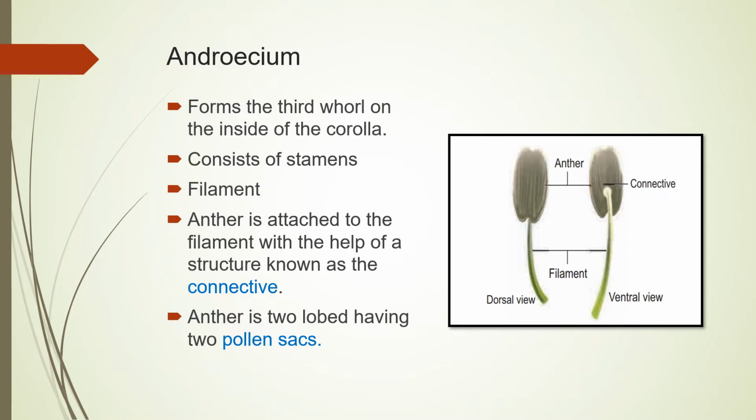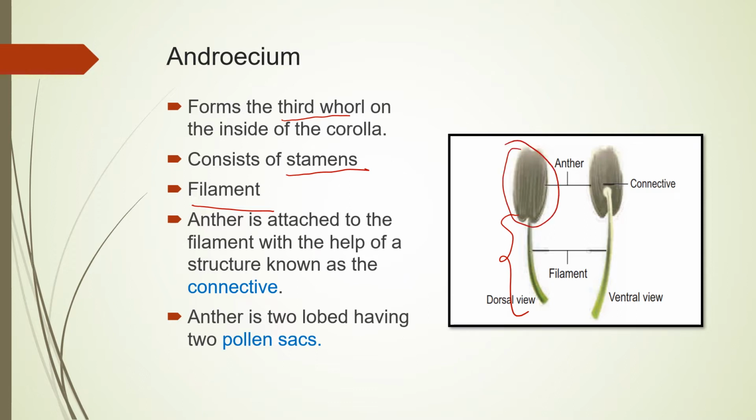So what is Androecium? It forms the third whorl inside the corolla. It consists of the main parts, that is the stamens and a filament. This part is called the filament. Each stamen has an anther.